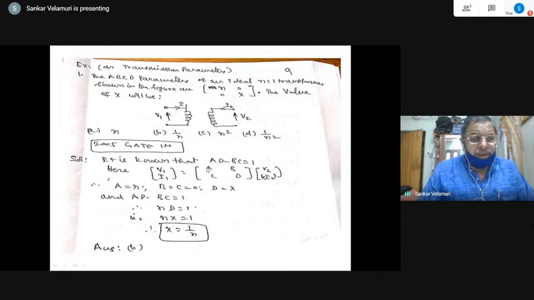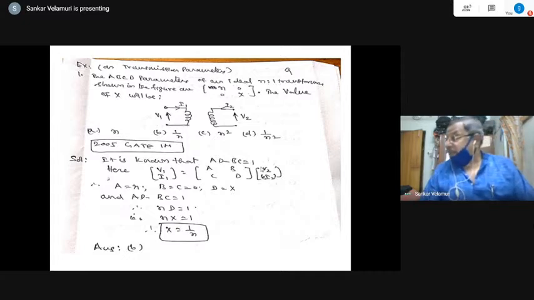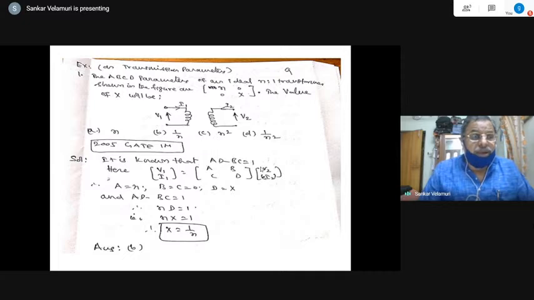Just by comparison of the quotients of A, B, C, D, B and C happen to be equal to 0, A equal to D, and therefore N into X is equal to 1, therefore X is equal to 1 by N. So this is a typical problem that I got in the GATE questions, which is given in the book on Electronics Engineering questions and answers, Made Easy Publications.